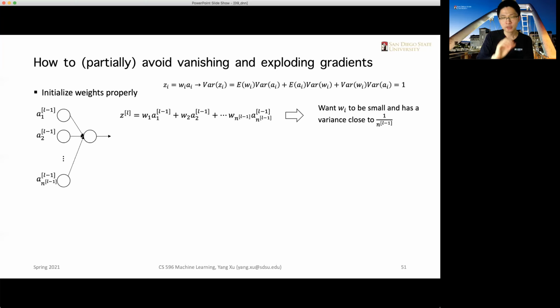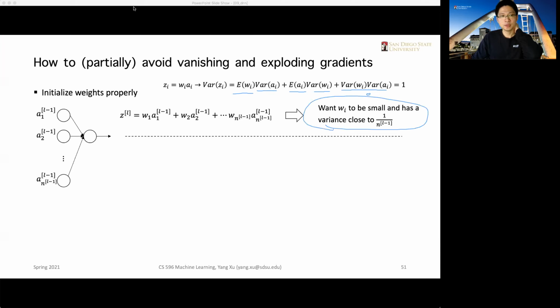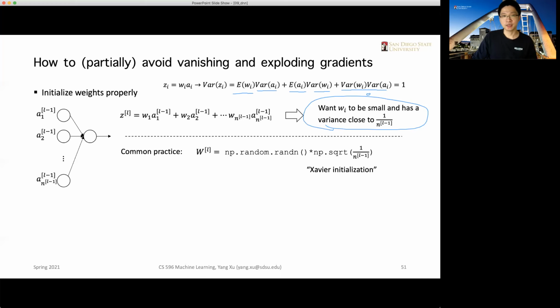Mathematically, we can say that the variance of the Z's would be like the expectation of the W's times the variance, plus the expectation of A times the variance of W, and the variance terms. So these are the mathematical basis for this method. It's okay to just remember the conclusion here.